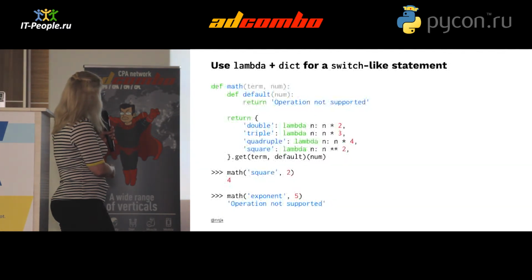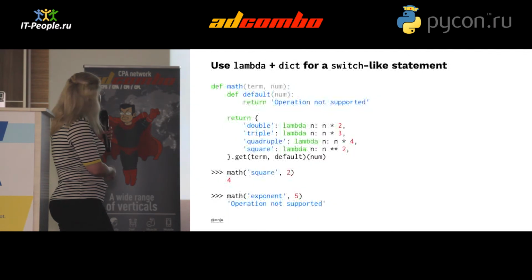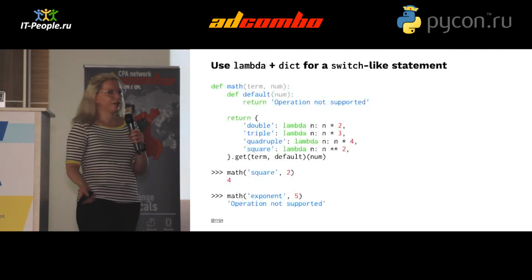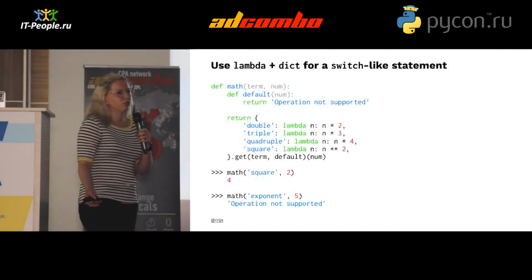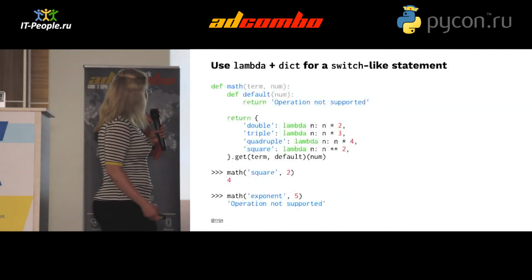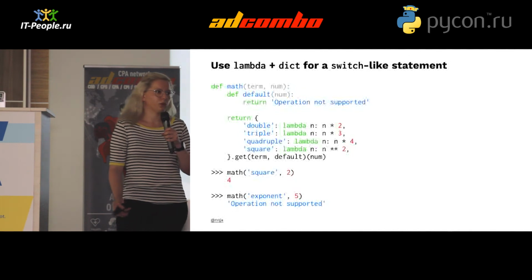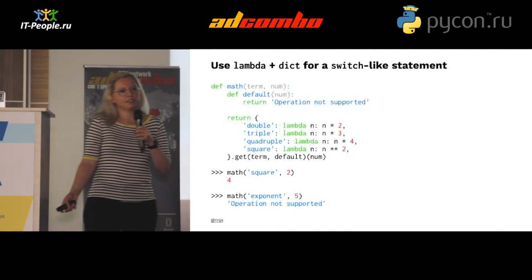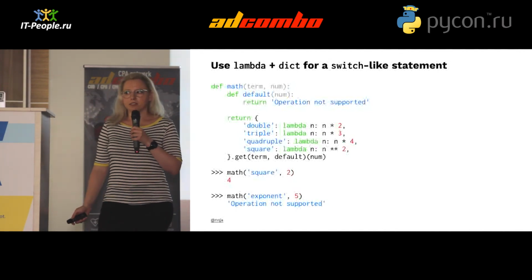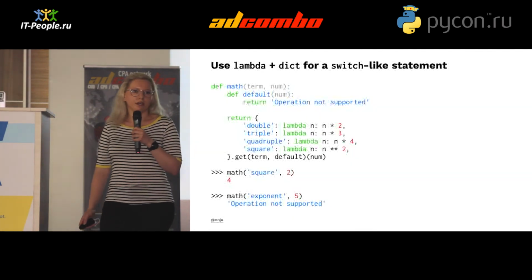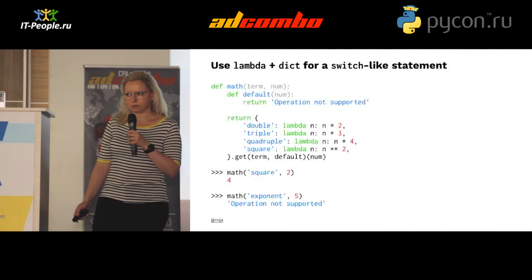So now we can use our little math function and say we want to square the number 2, and it'll return the right result. If we try to get the exponent of 5, that operation is not supported because it's not present in the dictionary. I think when used with simple statements, it's a really powerful tool that can help readability.